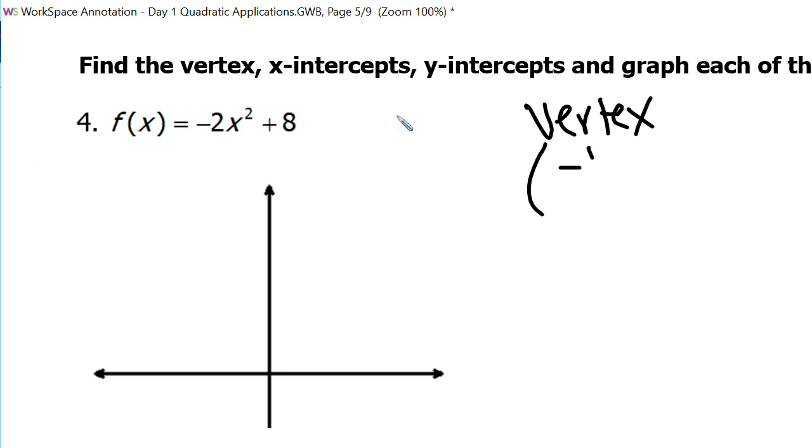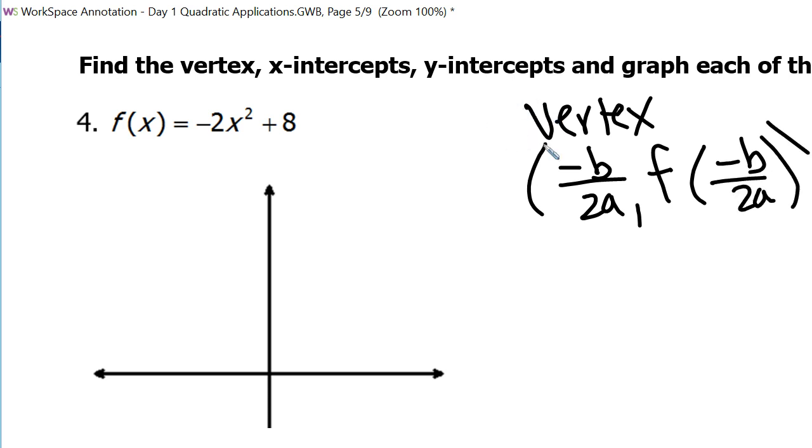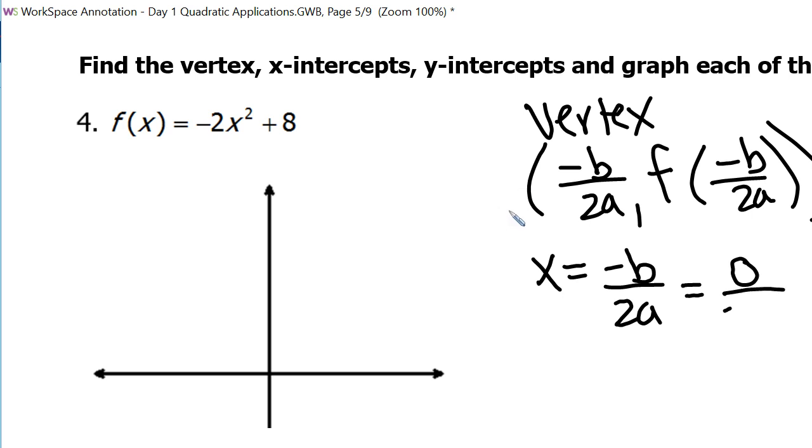So to find the vertex, it's negative b over 2a, and it's f of negative b over 2a. So once you get the x value, substitute it into the equation to get the y value. So get the x value first, substitute it in to get the y value. So to get the x value on the vertex, we need to do negative b over 2a. So for negative b, b is the value in front of x. Well, do you see x? No. So what is the b value here? 0. And this would be 2 times what is a? Negative 2, and this would be 0. So the vertex, the x value is 0.